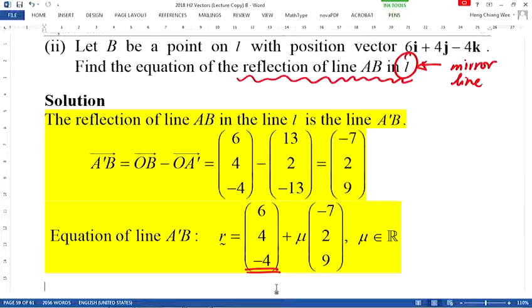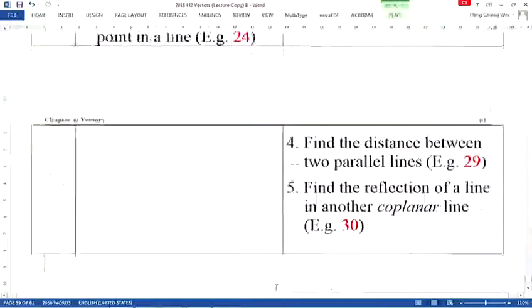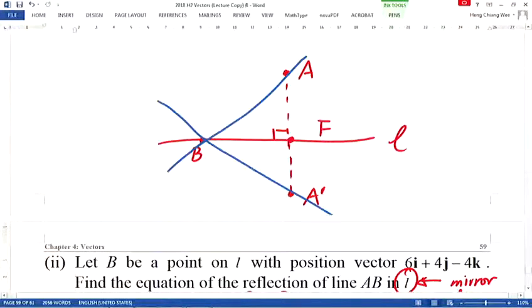If you want to draw a diagram, this is the diagram that you need in order to visualize.